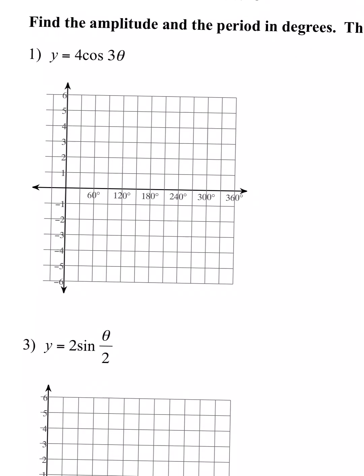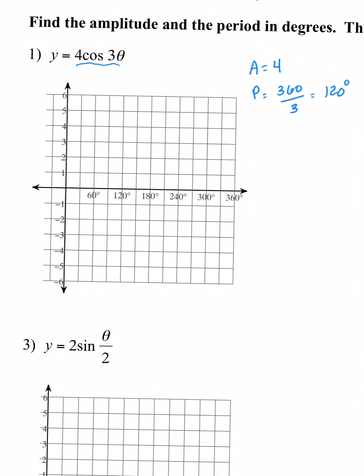So for this one, on cosine and sine, the amplitude is the number in front of the equation, and the period is 360 divided by the number next to the theta, so divided by 3, which is 120. Now when you go to graph it, you're just going to put this in your calculator, just like that, with an x instead of a theta.